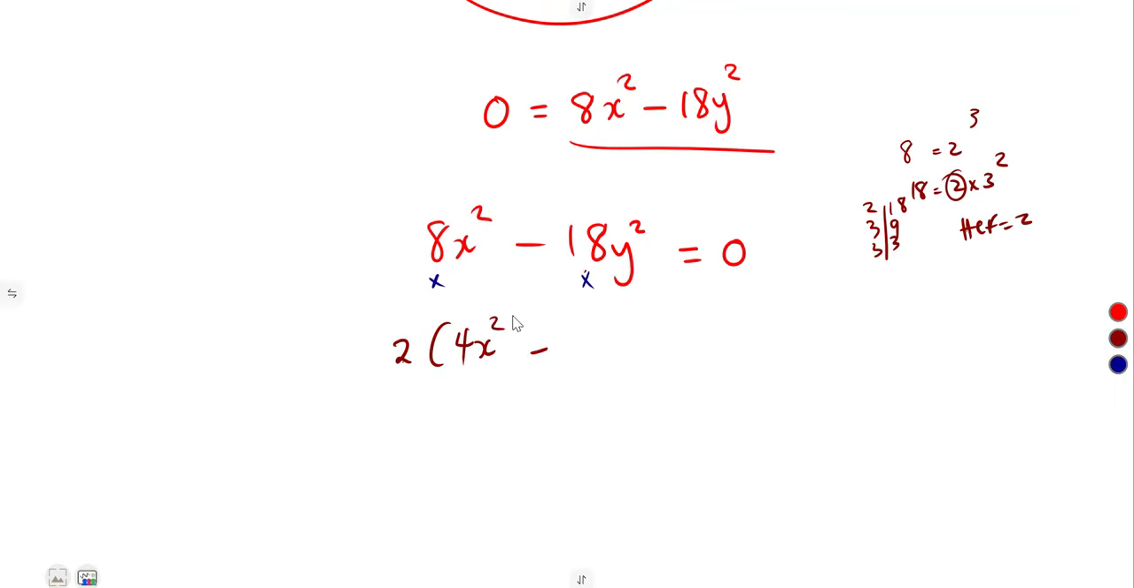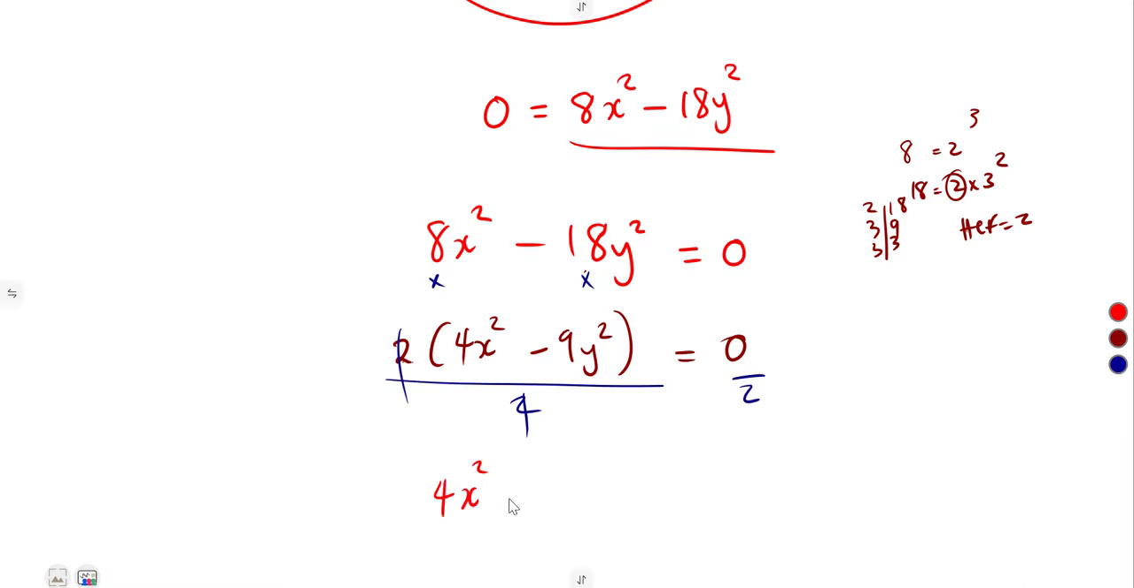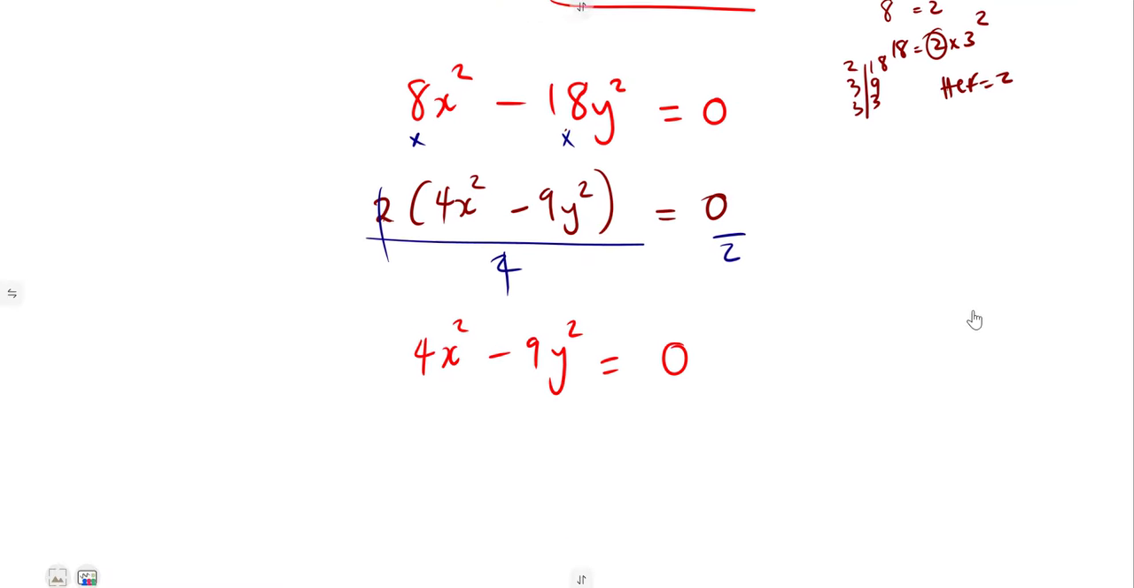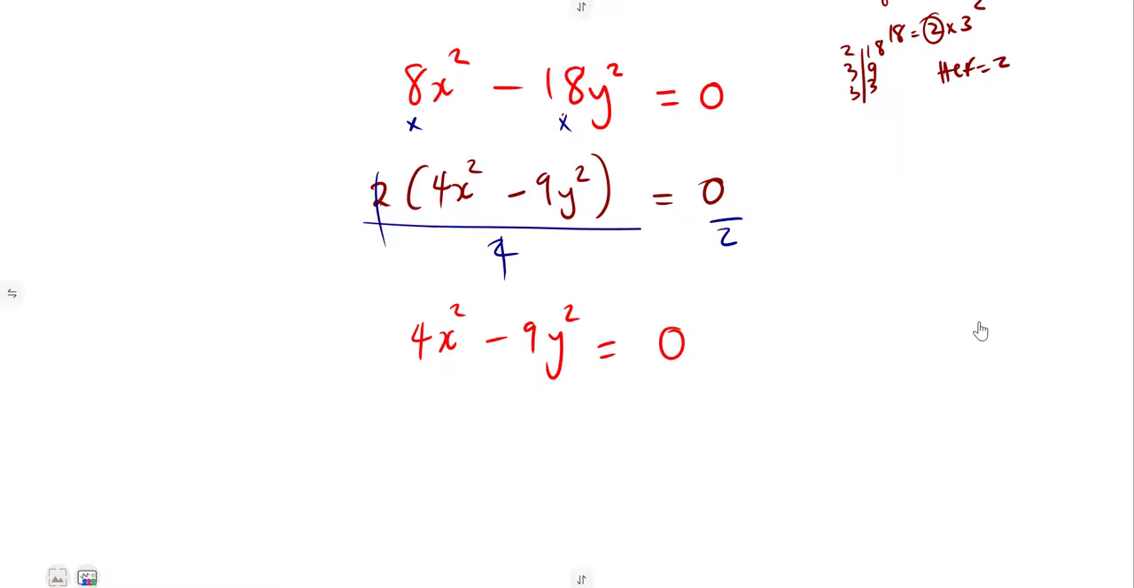squared minus 9y squared if you divide by 2. And that's equal to 0. You see that what is remaining here is a difference of 2 squares. And also the 2 that you factored out does not matter. You can divide by that 2. It's a constant. So you're just left with 4x squared minus 9y squared is equal to 0. The 2 is a constant, so get rid of it when it is possible.